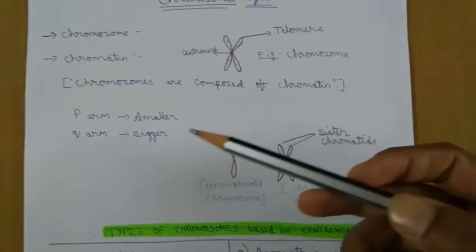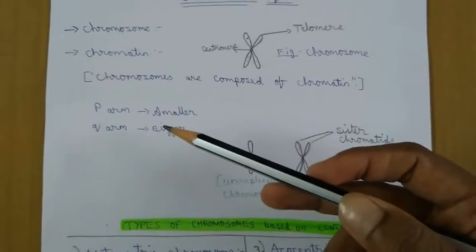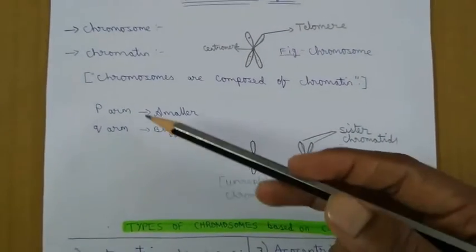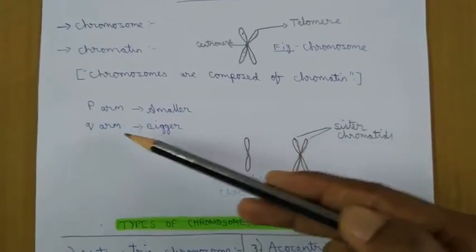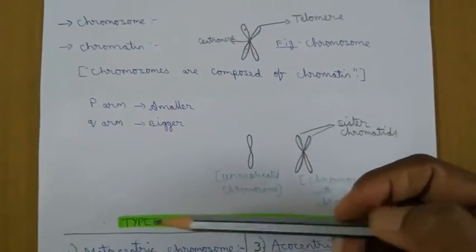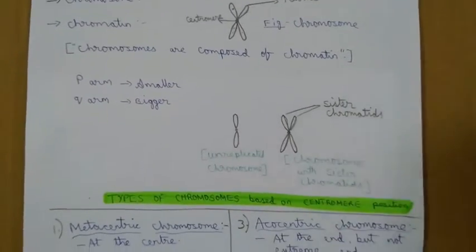Now let us know the arms. There are two arms in chromosome. One is P arm and the other is Q arm. Generally, P arm is smaller and Q arm is bigger. We'll learn this in a few minutes.